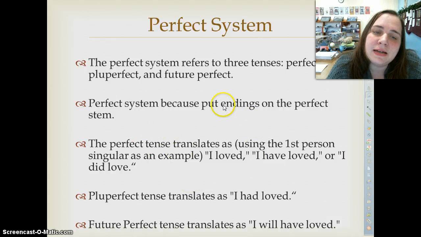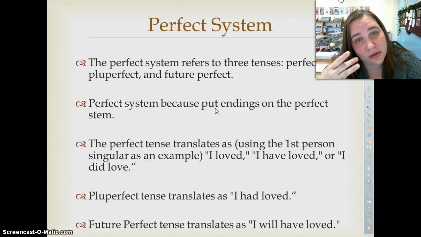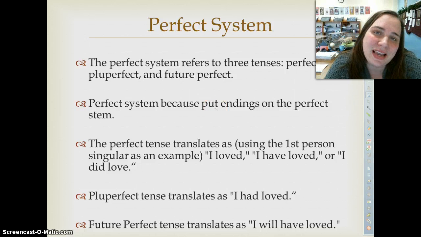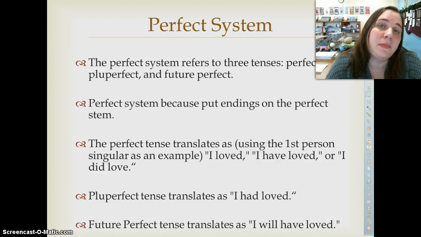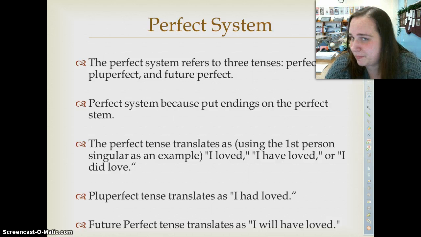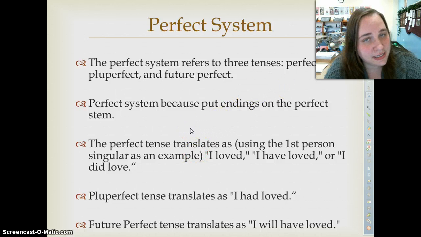The perfect system is called the perfect system. So the reason why these three tenses are called the perfect system is because you put the endings for those tenses on a perfect stem. Today we're going to learn the perfect active stem. So you're going to learn to put the perfect active, pluperfect active, and future perfect active endings on the perfect active stem. Pretty straightforward. Let me explain how each of these tenses translate.